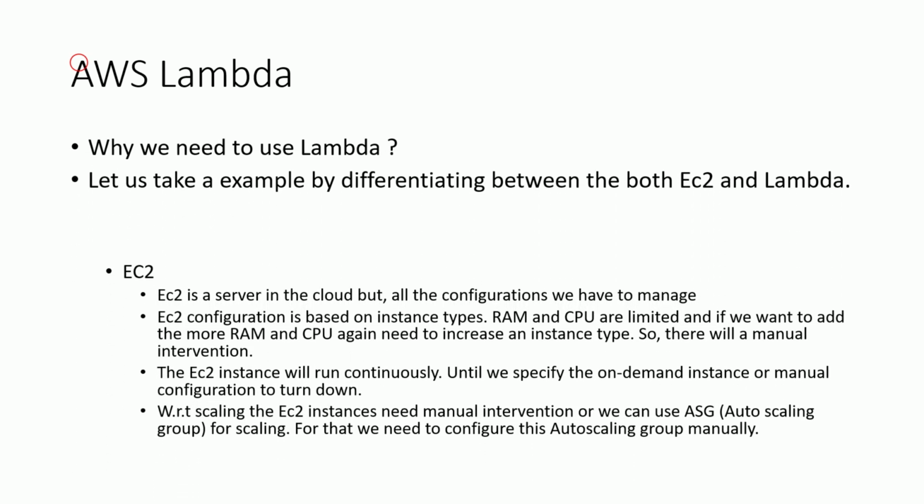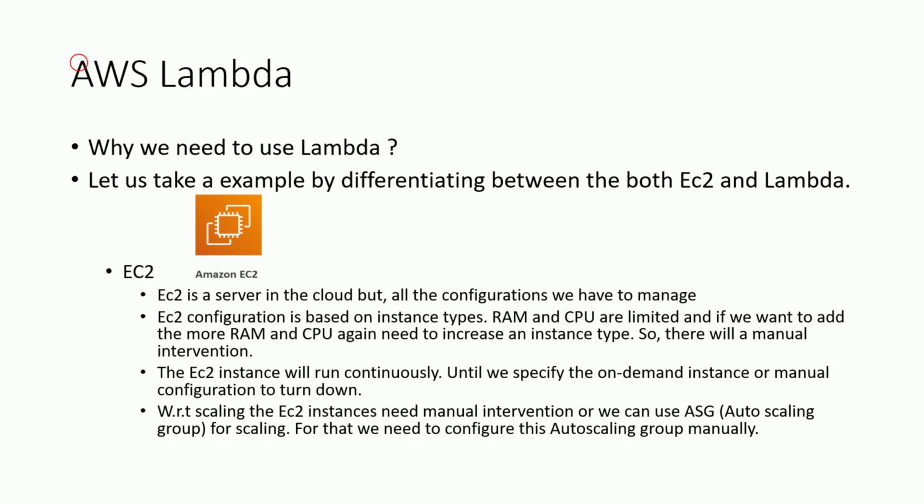Now we will see what AWS Lambda is, and why we need to use it. Let us take an example by differentiating between EC2 and Lambda. First take EC2. What is EC2 and how does it work? EC2 is a server in the cloud. It is nothing but a virtual server, but all the configurations we have to manage. Whenever you spin up an EC2 instance, you have to set its instance type, like memory and size. Everything we have to configure by ourselves. So that server we have to manage.